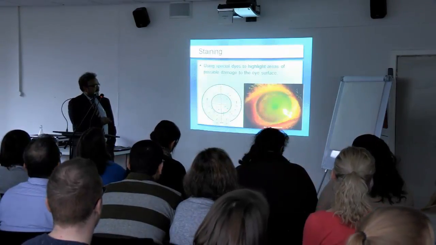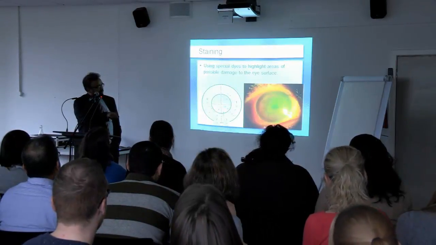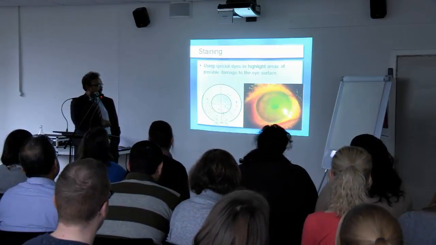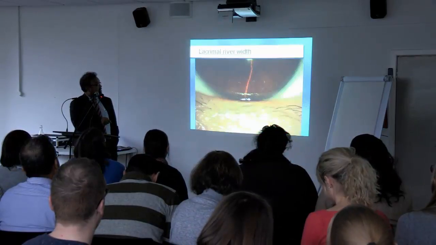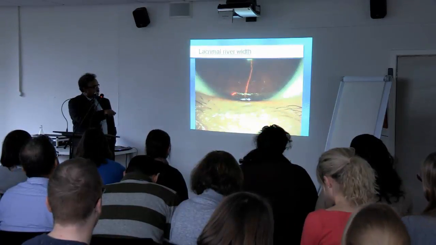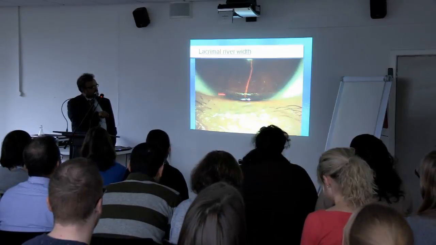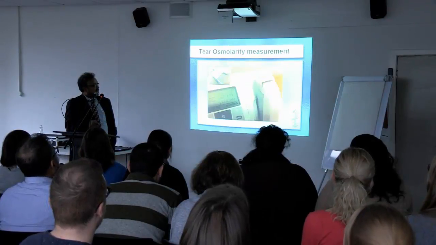So that's the staining. Again, you put fluorescein in, and as you can see, the areas which are dry will take it up because the epithelium is not wet properly. And then you can actually make a drawing of the areas. And that's the lacrimal river width. That's, as you see, that normally you should not be able to see this.